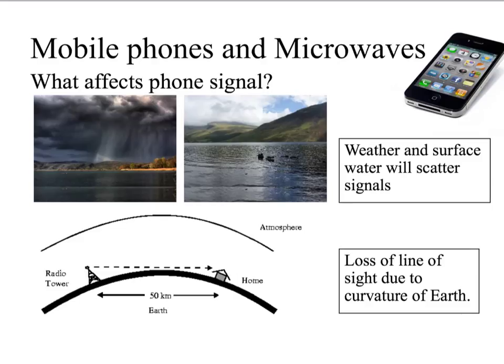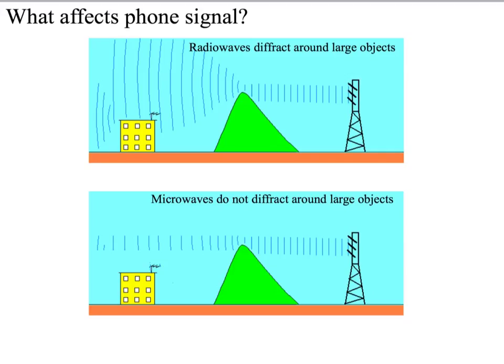If you want to send a signal over a certain distance, the curvature of the Earth actually gets in the way. There are a few ways around this, which we'll take a look at later. Another problem with microwaves is that they do not diffract very well.